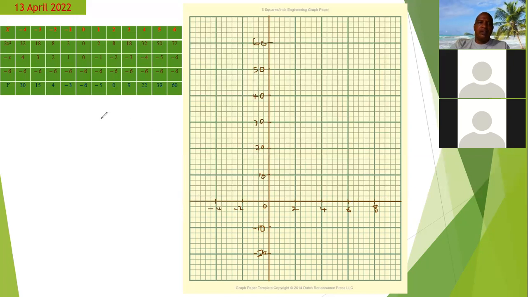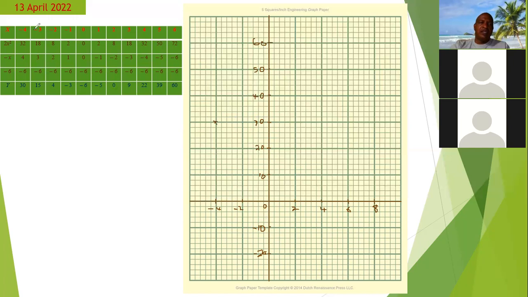All right, so all we need now is to plot our points. So -4 with 30. So it means that we go to -4 and go y equal to 30. So there is y equal 30 here. So we go to -4 here.